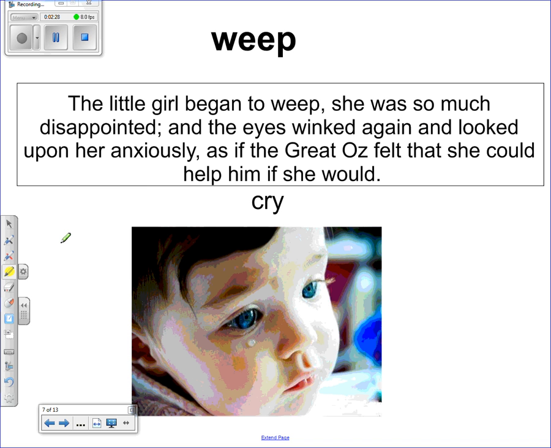The next word is weep. The little girl began to weep. She was so much disappointed, and the eyes winked again and looked up upon her anxiously, as if the great Oz felt that she could help him if she would. And weep means cry, so here's a little baby with a tear crying.